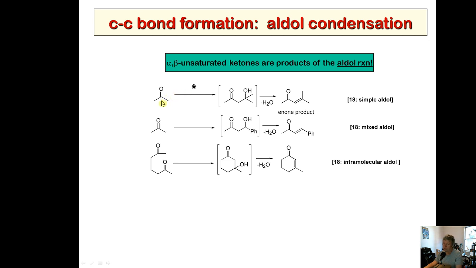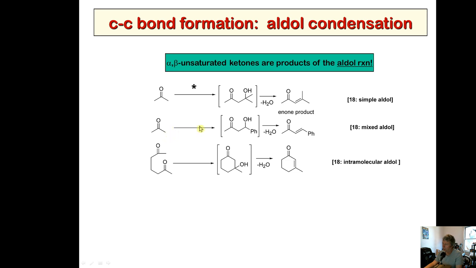So if a ketone or aldehyde reacts with itself, then you first make a beta hydroxy ketone, and then it loses water. When it loses water, it's essentially the proton there and the OH right next door, that gives you the alpha beta unsaturated ketone product. It's called a simple aldol.